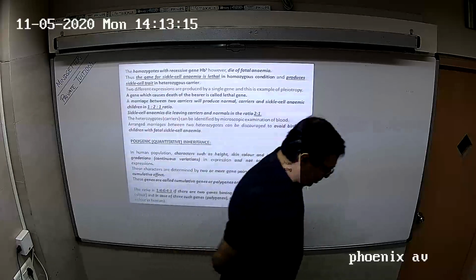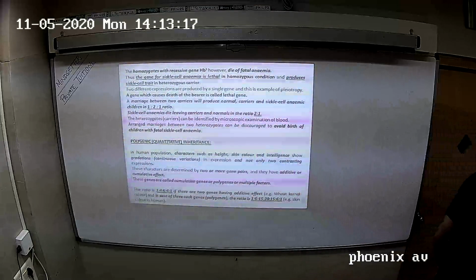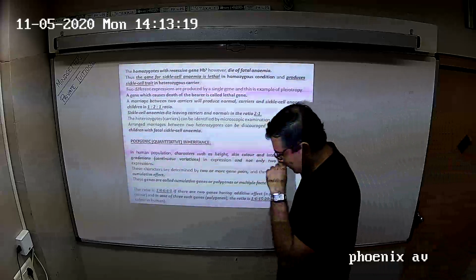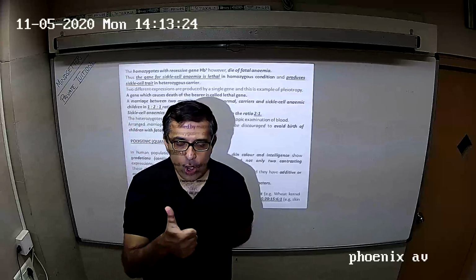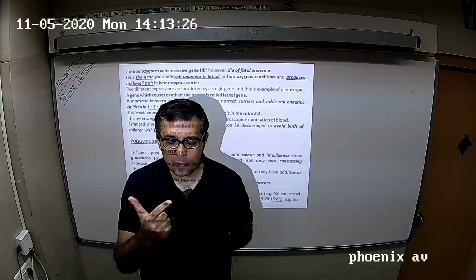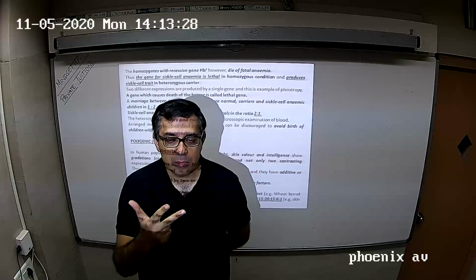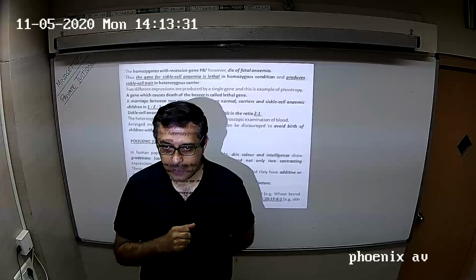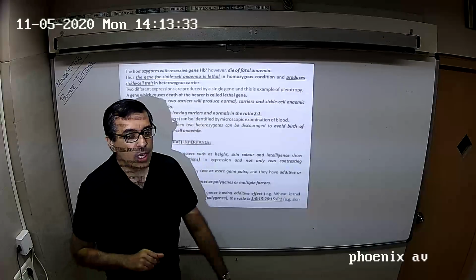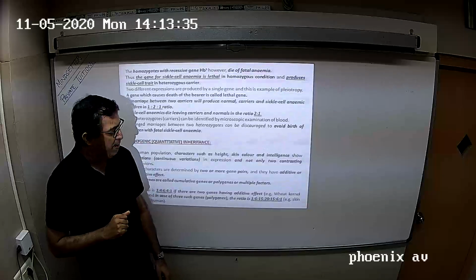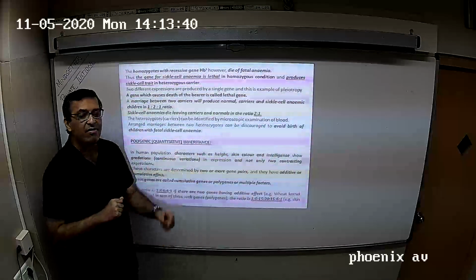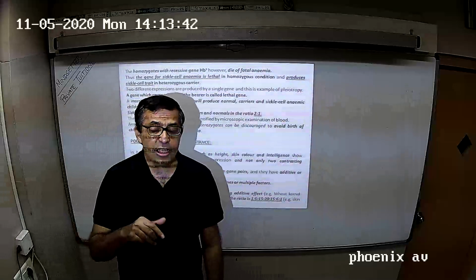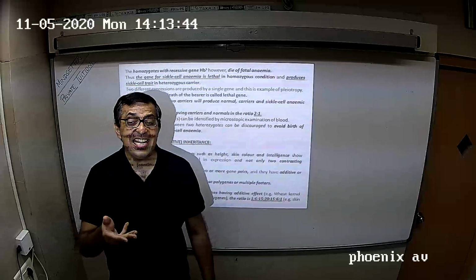Good. So, we had in the last session talked about the concept of incomplete dominance, codominance, multiple allelism, and pleiotropy. Today, we go into a very beautiful concept, something called polygenic or quantitative inheritance. What is polygenic or quantitative inheritance?